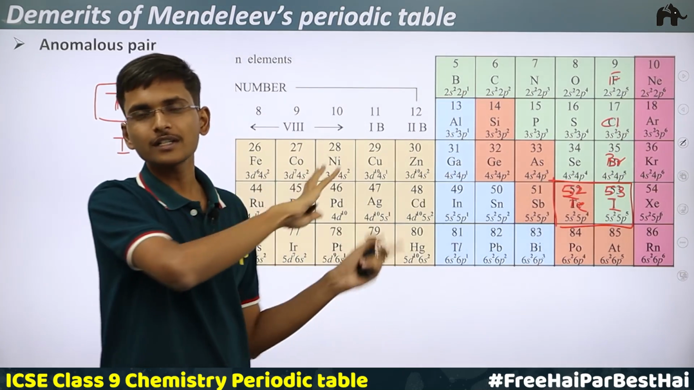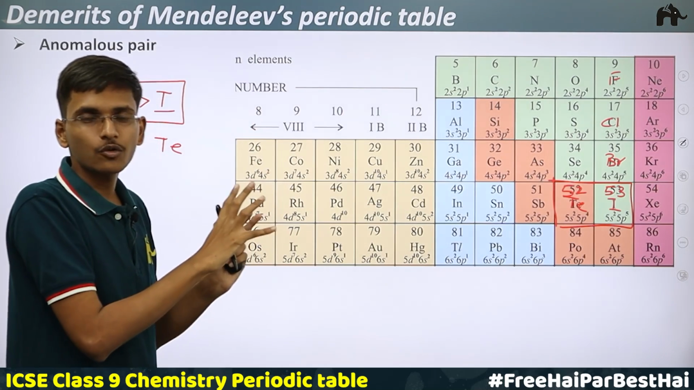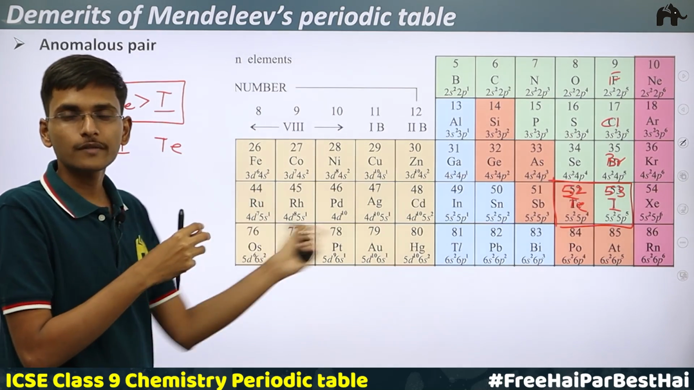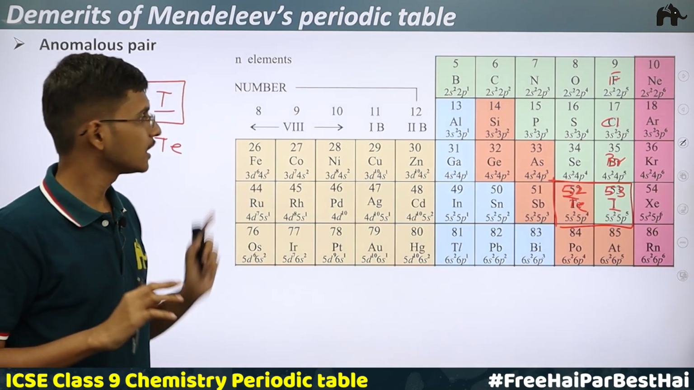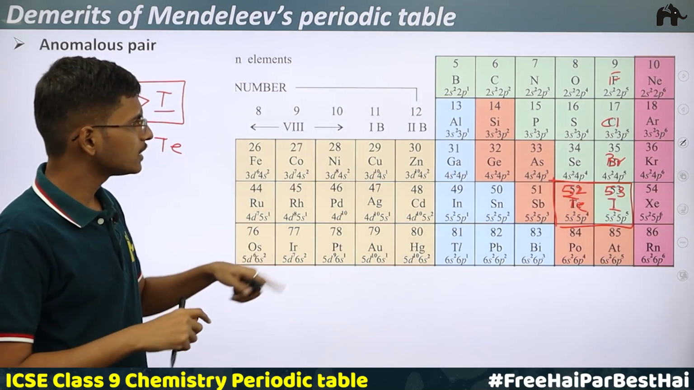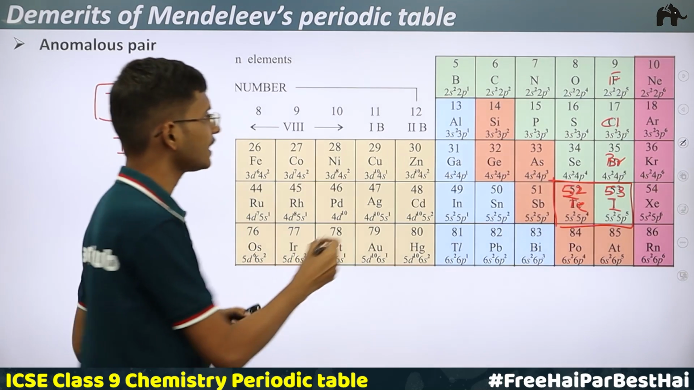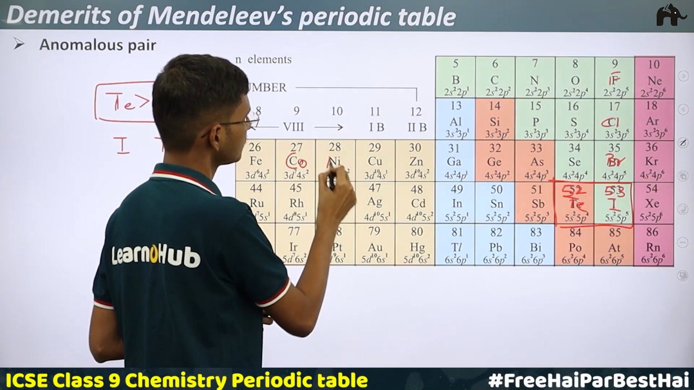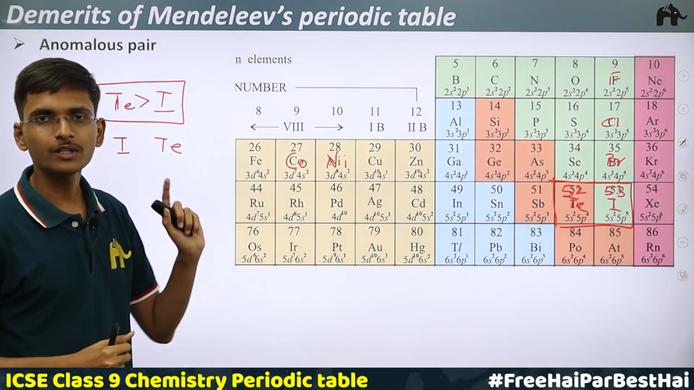Okay, so here that anomaly was removed. By using the increasing order of the atomic number, the anomalous pair got removed. Also, you can have a look at another anomalous pair, that is cobalt and nickel, right here. See, the same logic goes to cobalt and nickel as well.